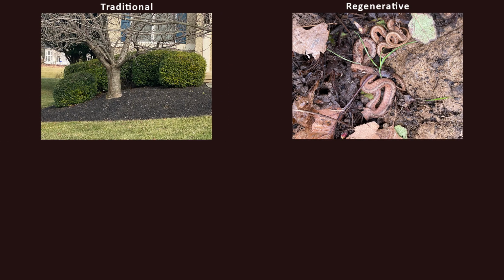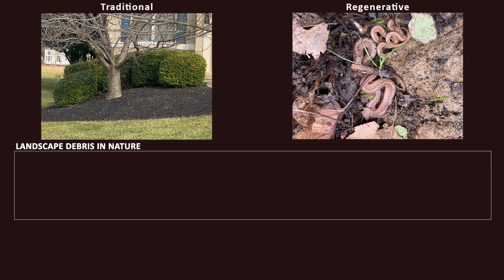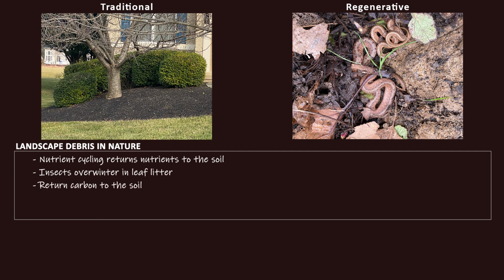The last comparison is seasonal cleanup. First, let's look at the role that landscape debris plays in nature. First is nutrient cycling, the process where plants pull up nutrients from deep in the soil, which are returned to the top layer of the soil as the plant breaks down. This is how nature makes topsoil. Other benefits include insects overwintering in leaf litter, carbon being returned to the soil, shelter for wildlife including these snakes in the above picture, which are found under leaf litter, and lastly, plants are protected from cold winter weather.